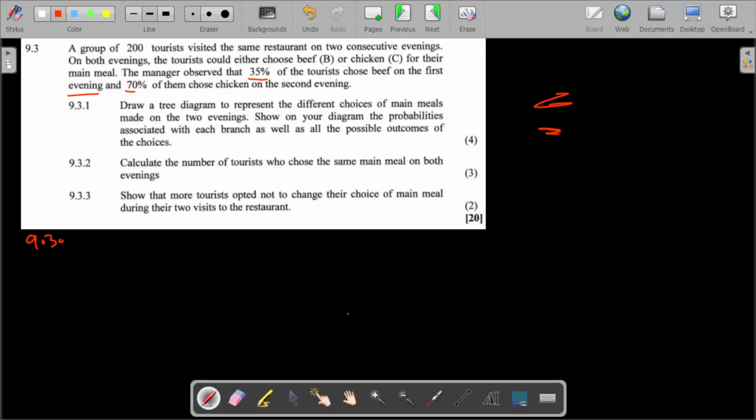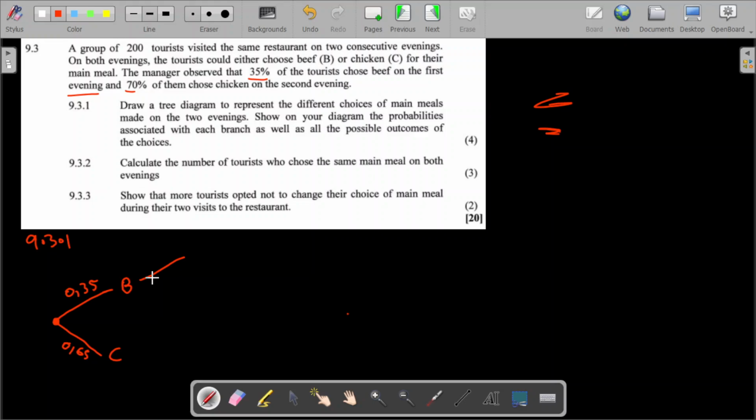So 9.3.1, they're saying draw the tree diagram. Now this is going to be my first evening. In my first evening, I have this 35% of the tourists that choose beef, so I'm going to write it in decimal places, 0.35. They choose beef. Then how many choose chicken on the first evening? It's going to be 100 minus 35, which is 0.65 in decimal places.